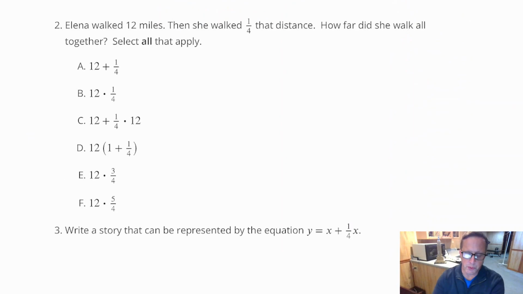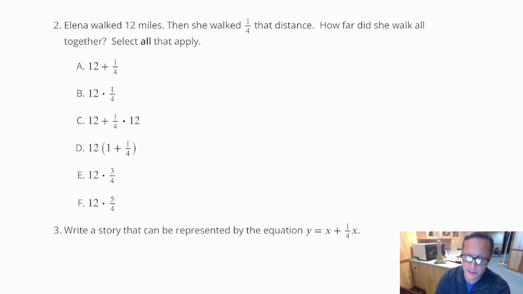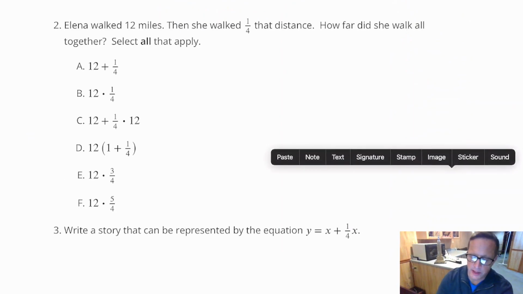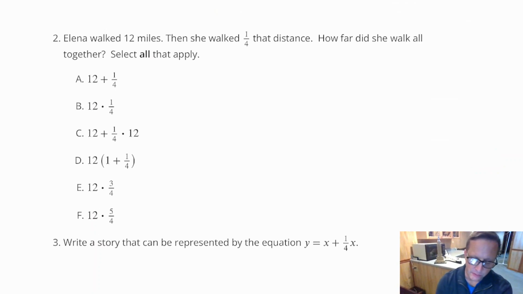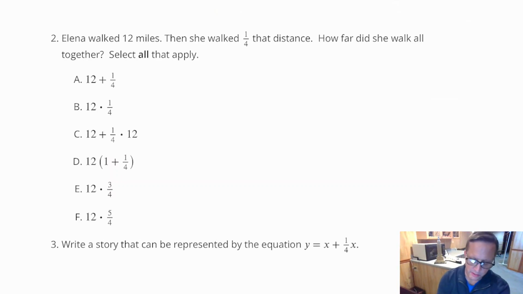Number 2, Elena walked 12 miles. Then she walked a fourth of that distance. How far did she walk altogether? Okay, so before we even start looking at all these scenarios, let's go ahead and just kind of draw, I'm going to draw a picture. You don't have to, but I'm going to draw a picture of Elena's walk.